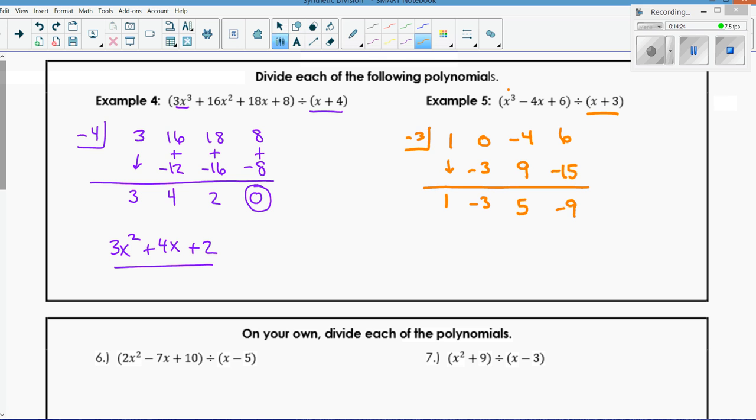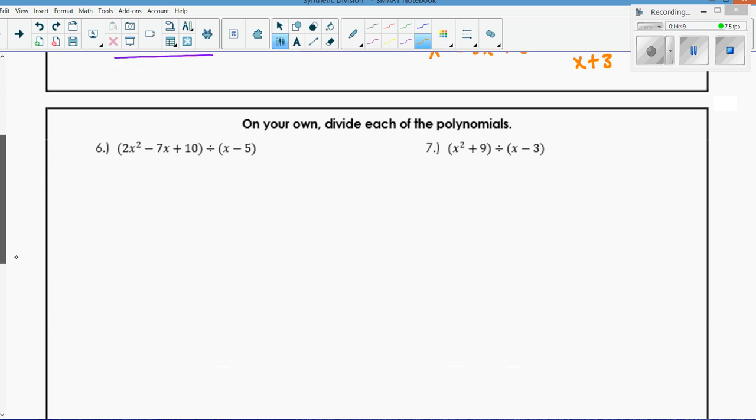Again, we're dividing from x cubed, so 1 term down means that that 1 is 1x squared, minus 3x plus 5, and what is left here is always my remainder, so minus 9 divided by x plus 3. Meaning that negative 3 was actually not a solution.